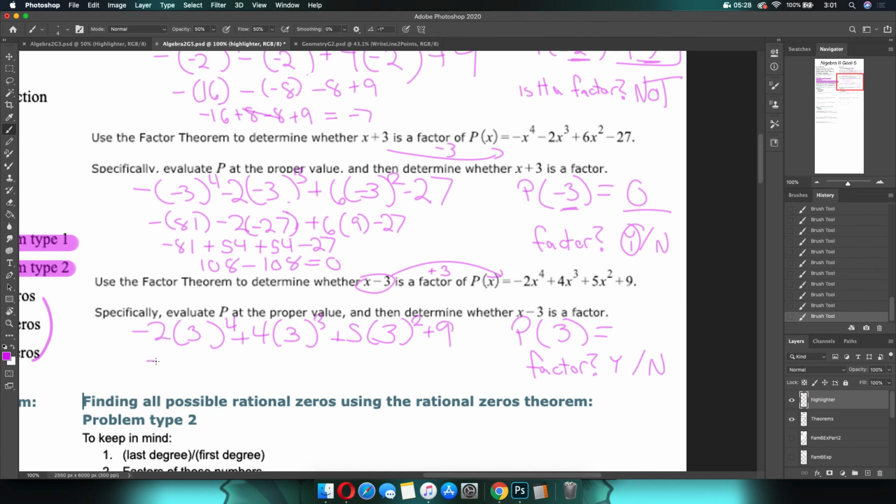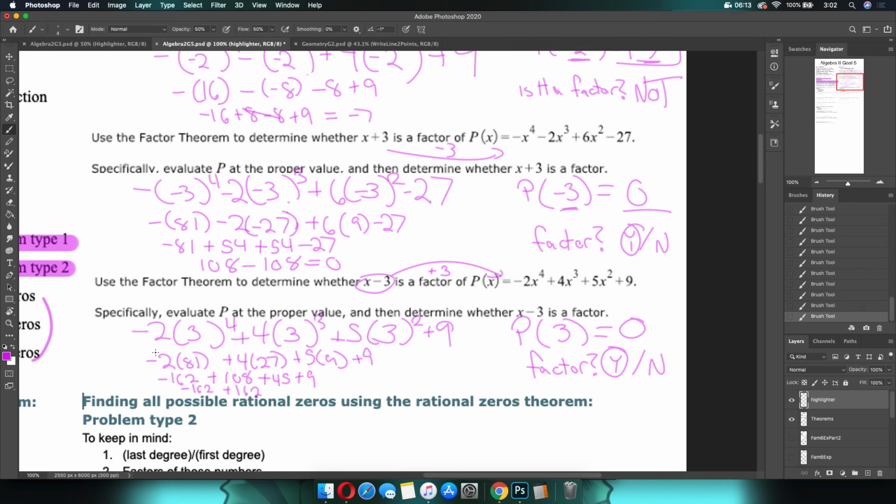3 to the 4th is 81, so that's negative 2 times 81, plus 4 times 3 cubed, which is 27, plus 5 times 3 squared, which is 9, plus 9. So 2 times 81, that's negative 162, plus 4 times 27 is 108, and then 5 times 9 is 45, plus 9. Let's see here, 108 and 45 is 153, and 153 plus 9 is 162, so negative 162 plus 162 is our answer: 0. Yes, it's a factor, okay?